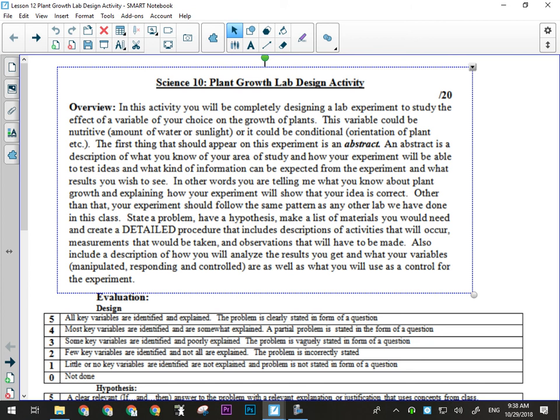Megan, you have a question? We're not actually going to do these. No, you're not actually going to do the lab. You're just designing it. So the nice thing about this is you're not going to have an analysis. Okay, there's no analysis, there's no conclusion, because you're not actually running the lab.